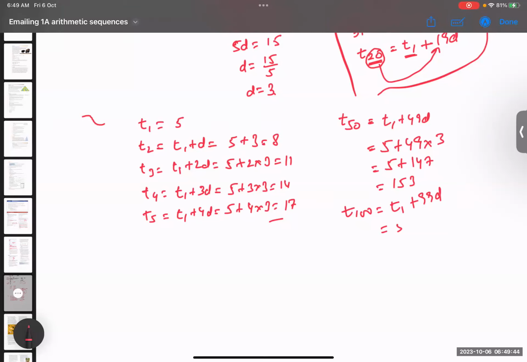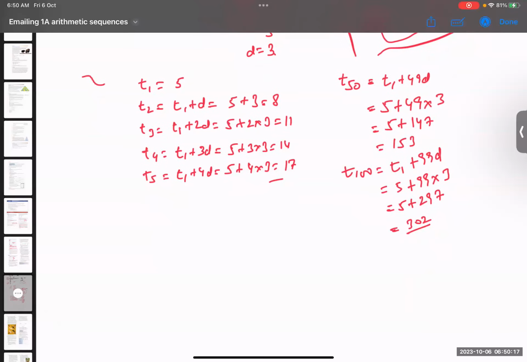No, T1 is 5. Why do you give the answer in a hurry? Look at the formula that you have. 99D. What is D? What is the common difference? 3. So you have to multiply 99 by 3. Is it clear?